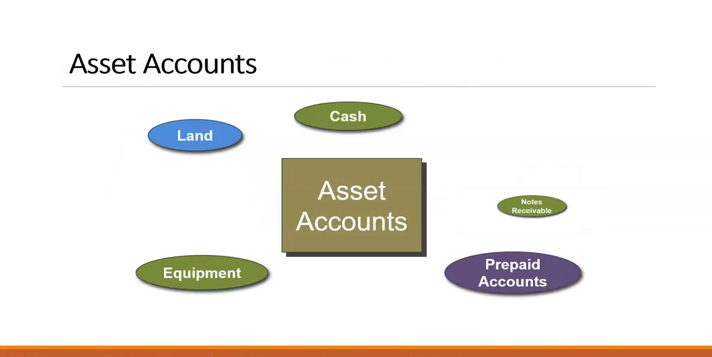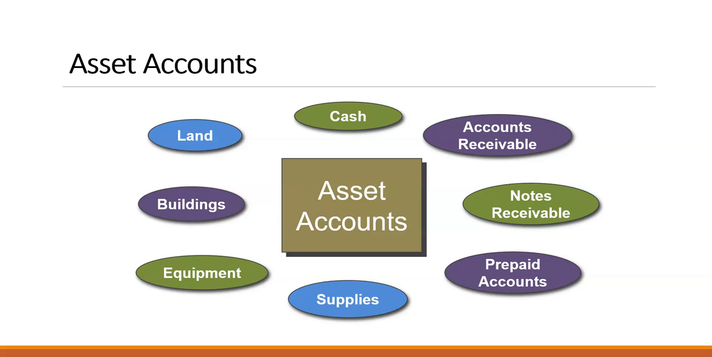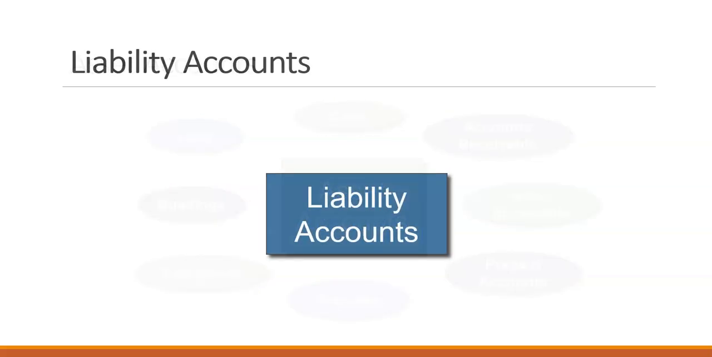So what are the asset accounts? Remember from Chapter 1, assets are anything that we own that we use for our operations. So cash, accounts receivable, notes receivable, prepaid accounts, supplies, equipment, buildings, land, just to name a few.